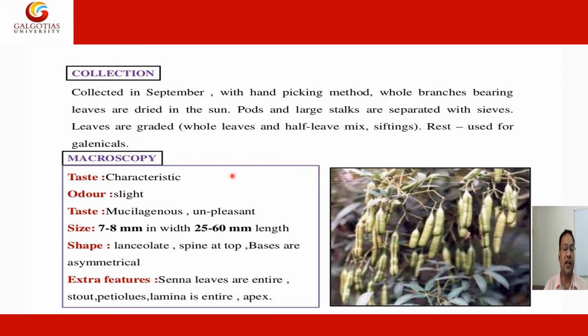Macroscopy. The taste of the Senna leaf is characteristic. Odor is slight. Taste is mucilaginous and unpleasant. Size is 7 to 8 millimeters in width, 25 to 16 millimeters in length. Shape is lanceolate, with a spine at the top. Bases are asymmetrical. Extra features: Senna leaves are entire, stout, petiolulate. Lamina is entire and apex.